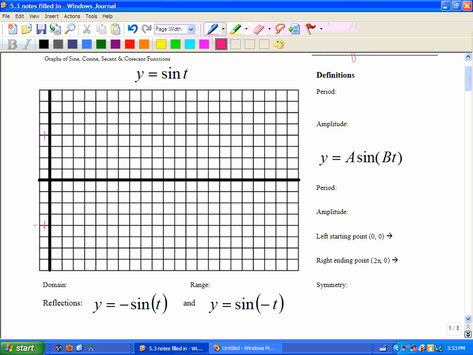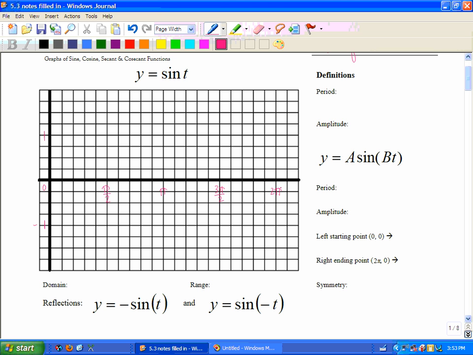The other values we need are 0 and pi over 2. We're going to do all the axes, so pi will be next, and then 3 pi over 2, and then finally 2 pi.